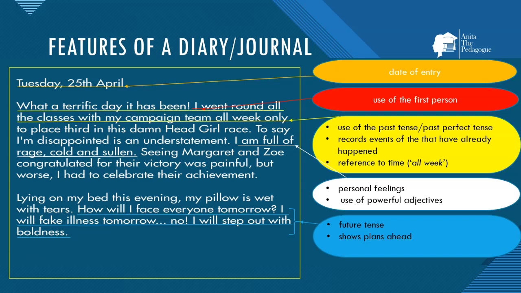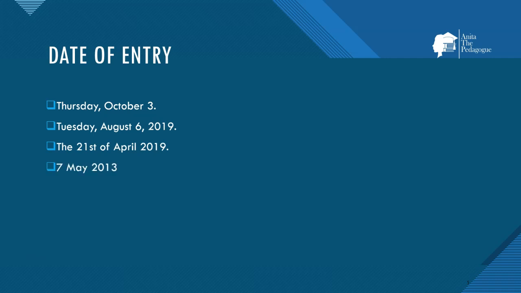Let's begin with the date of entry. So usually you are expected to write the date on which you are writing this particular journal or diary. And there are so many forms by which you can write your date. I would advise that you write your date in full. So Thursday, October 3, Tuesday, August 6, 2019, the 21st of April 2019. I would advise you to write the date in full. But the most important thing here is for you to have a date of entry.